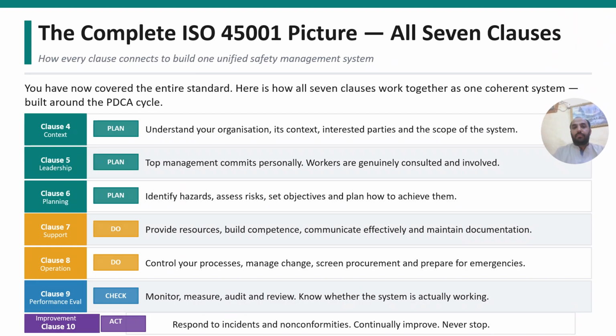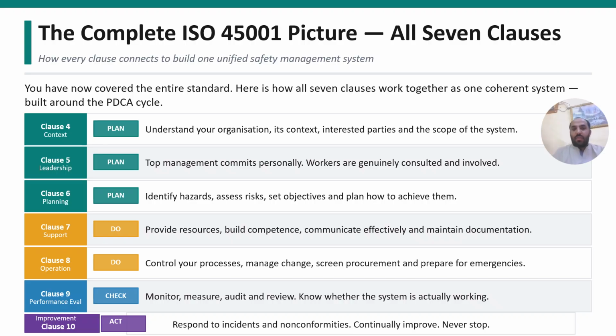Before we close, I want to take a moment to look at the complete picture, all 7 clauses of ISO 45001 together, because I think it will be genuinely valuable to see how everything connects. You have covered a lot of ground across these 4 parts, and it can sometimes feel like a lot of separate pieces. But what I hope you can see now is that it is actually one coherent, unified system built around the Plan, Do, Check, Act cycle.